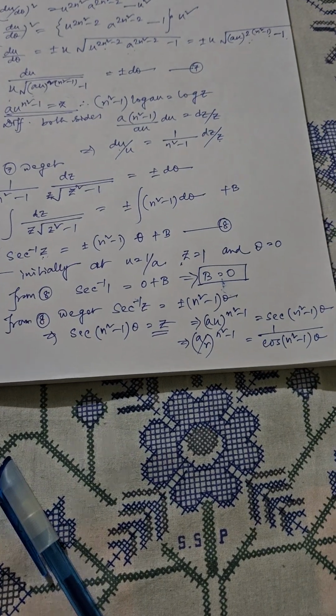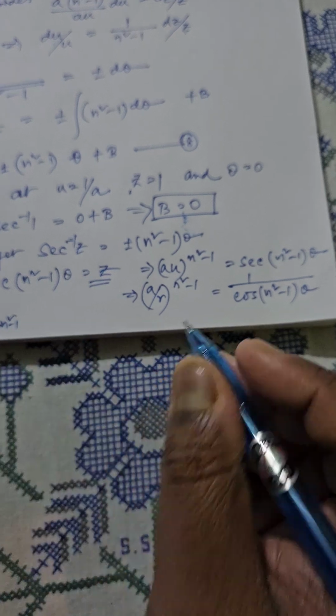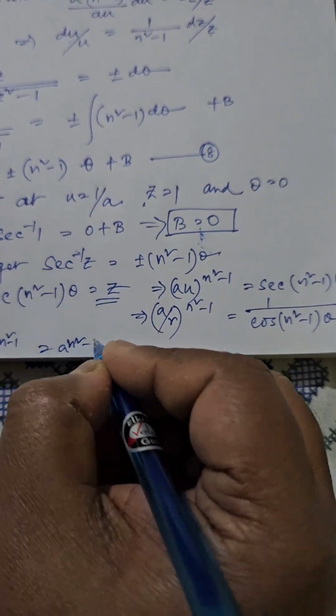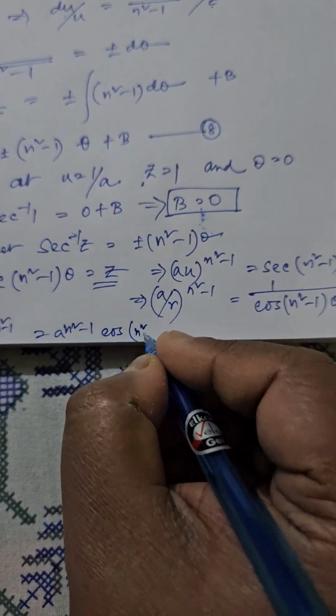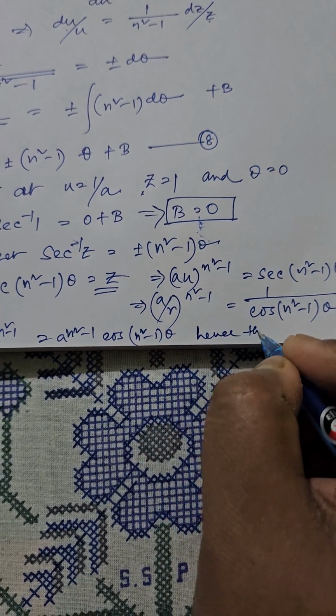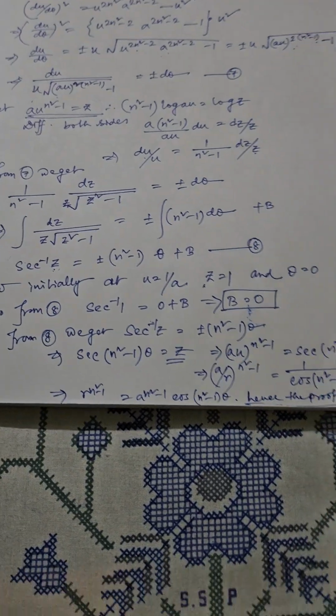Now as per proof we need to adjust this final relation, r to the power n square minus 1 multiplying this expression, a to the power n square minus 1 cos of n square minus 1 into theta, hence the proof. This is the solution of this problem.